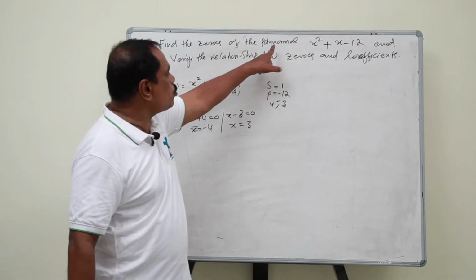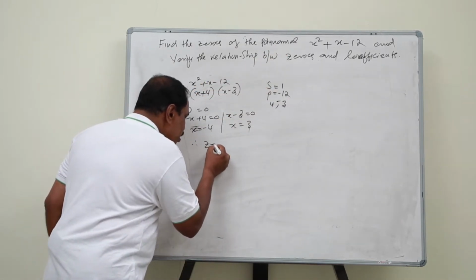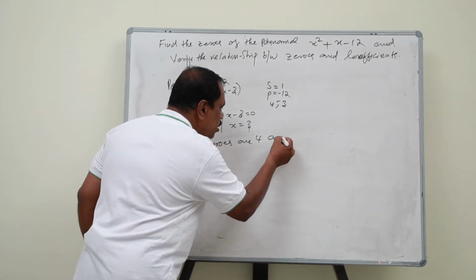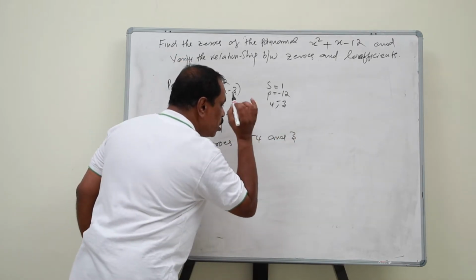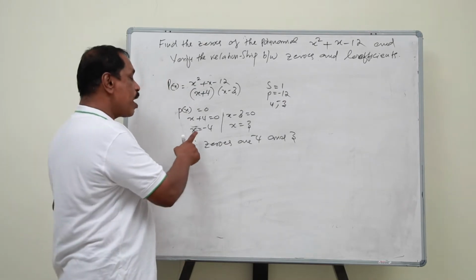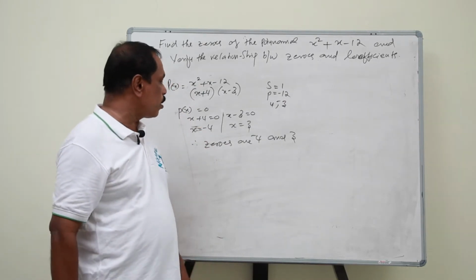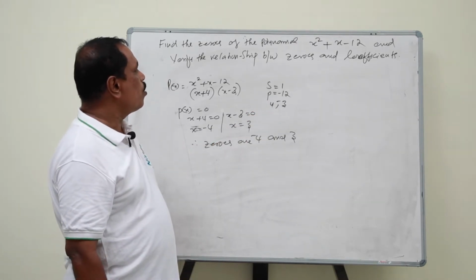Then write the answer to the first part. Therefore, the zeros are minus 4 and 3. This is the answer to the first part, very important. Don't write only x equal to minus 4 and x equal to 3. You won't get your mark. Now, we are going to find the next one.